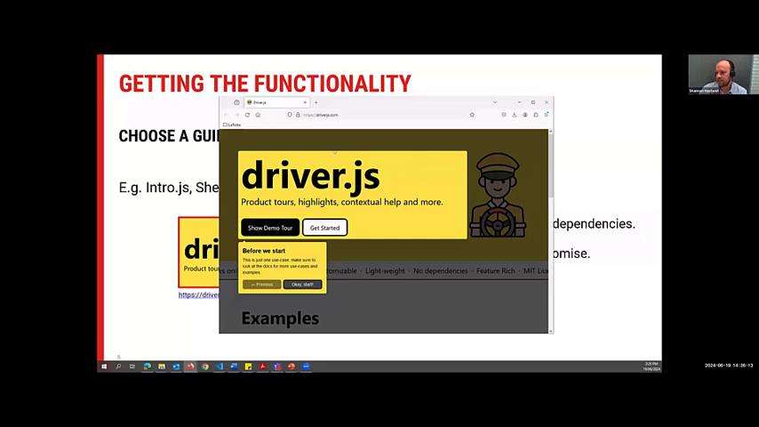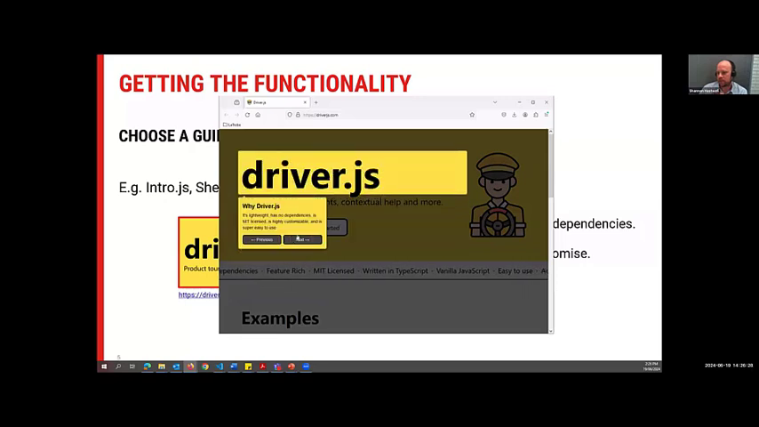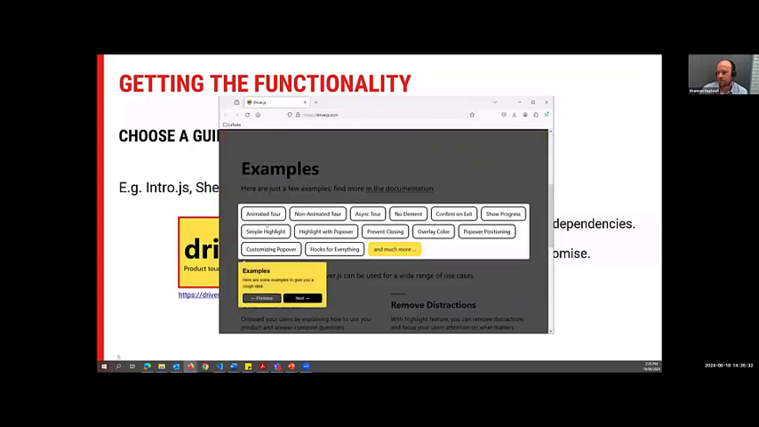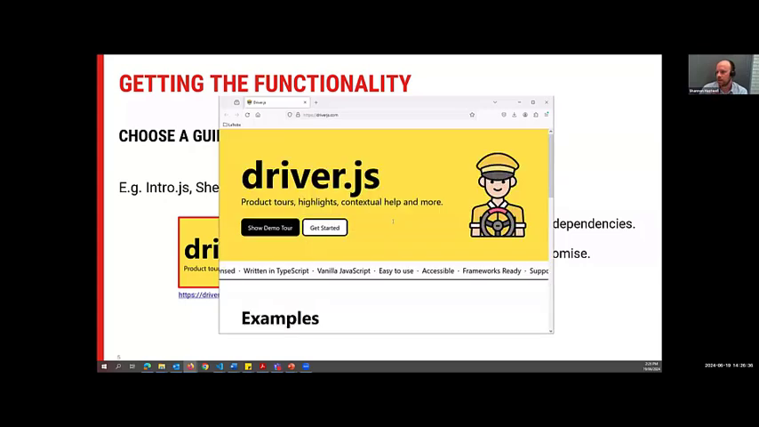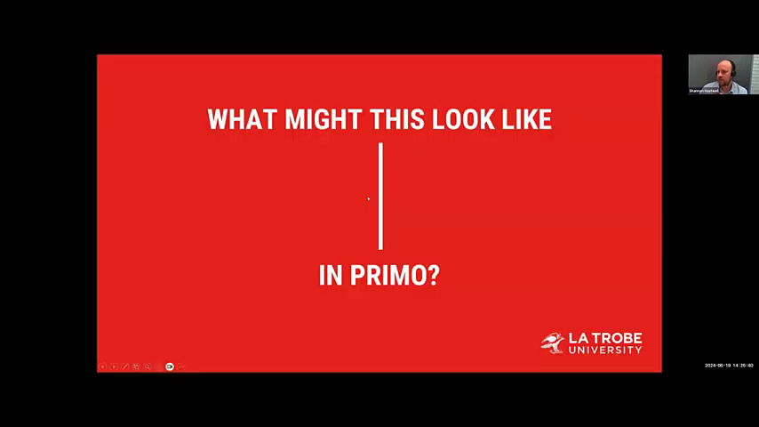So you can see it highlights an element on the page. Really, it's got an overlay that makes everything else darker, but makes that one stand out. And we've got this little panel with the information and the navigation controls. So you can just move along and it shifts where the highlight is to give information about the next elements, even moving down the page to items further down. So that's driver.js. So what might this look like in Primo?